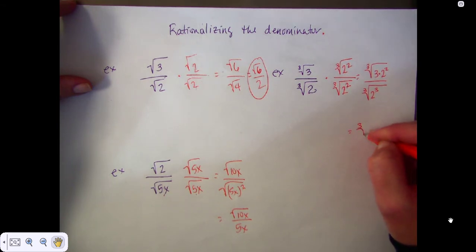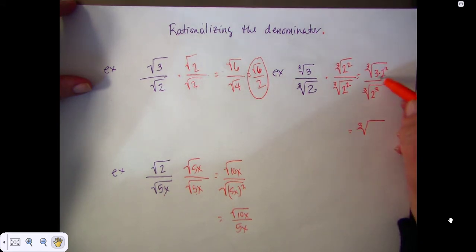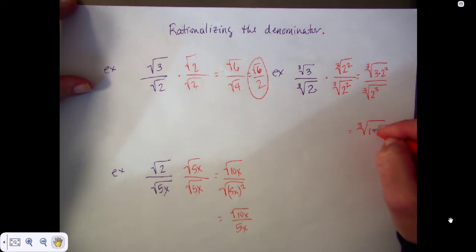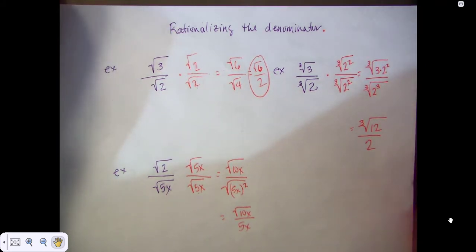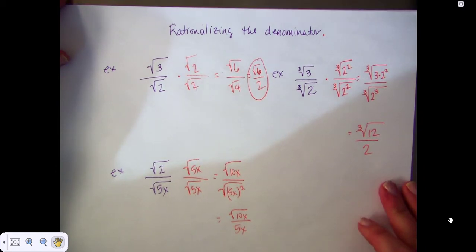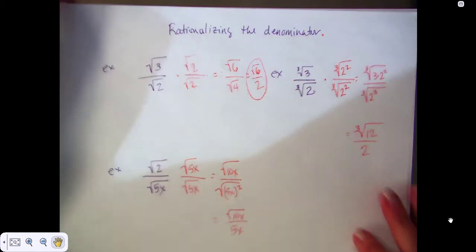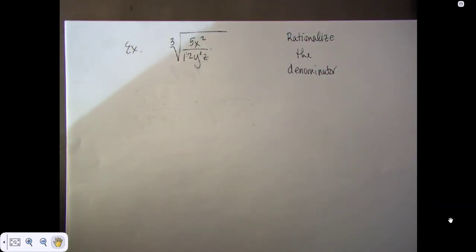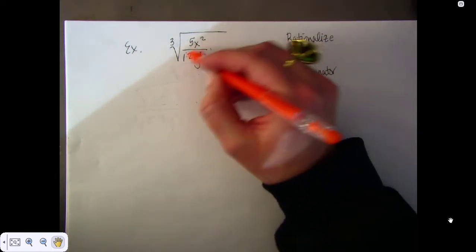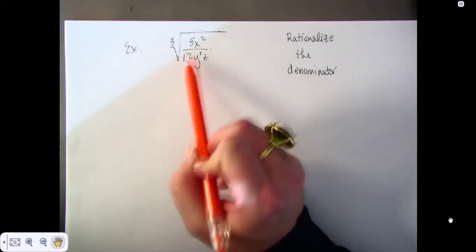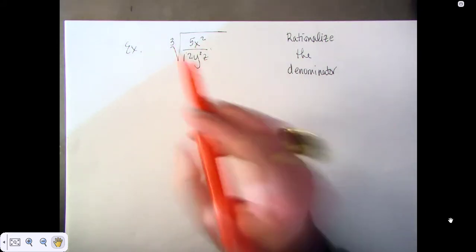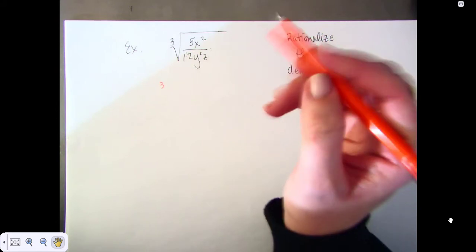Now, can I simplify anything in the top? No, I don't have 3 of any prime factor, so I'm going to get cube root of 12 over 2. And that would be considered simplified. So now we're going to throw a little bit of extra stuff in there. Same instructions, rationalize the denominator. I've got 5x squared over 12y squared z all under a cube root. If I could simplify anything, top and bottom, I would want to do that. But in this case, nothing will simplify.